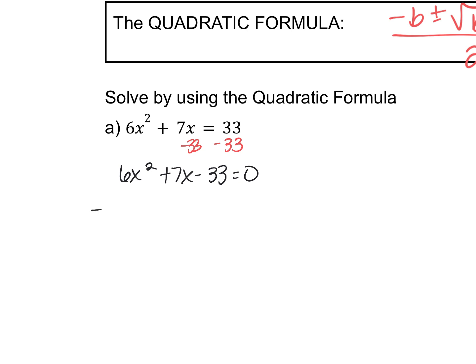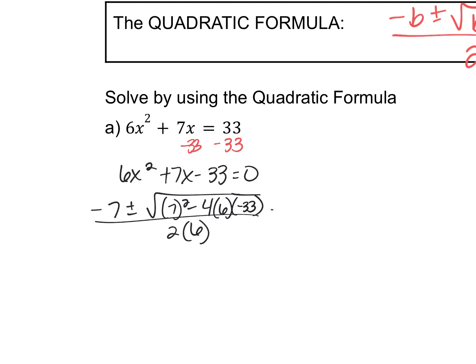Now plug it into your handy dandy quadratic formula. Okay, so I've got negative 7, that's 12. So that gives me plus or minus the square root of 841. Square root that, and I get negative 7 plus or minus 29 over 12.